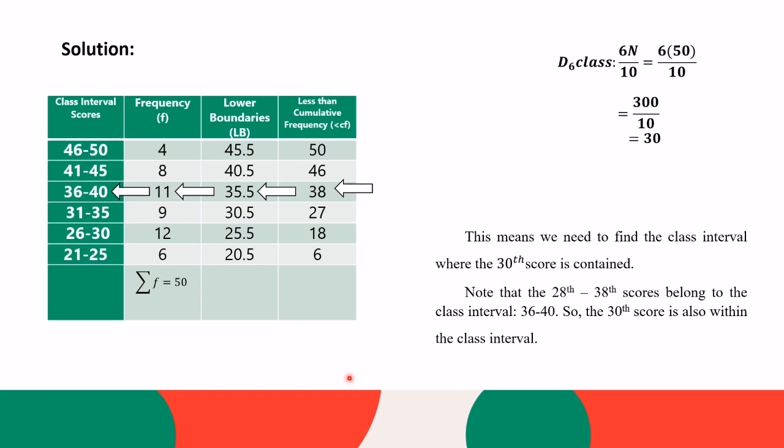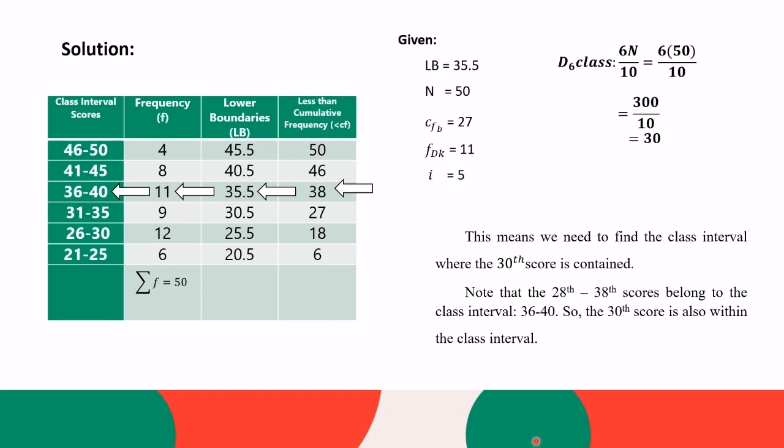So now let's find the other givens. For our LB, we have 35.5, and then our N is 50. And then CF sub B is equal to 27 because again, there is the word "before" the cumulative frequency. Our cumulative frequency is 38, so we need to find the number before it. So it's 27. Next, f sub D sub k is equal to 11. It is the frequency of the said class interval.